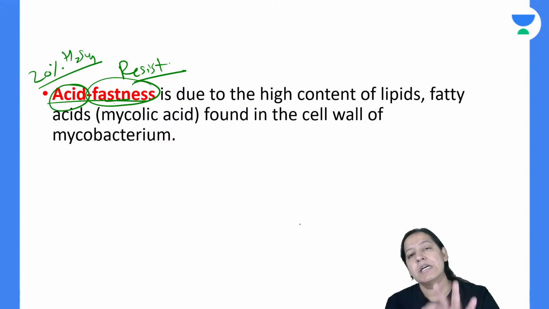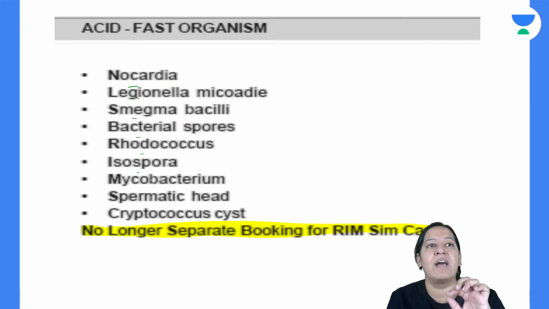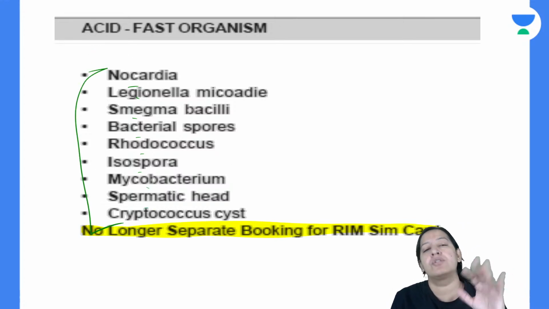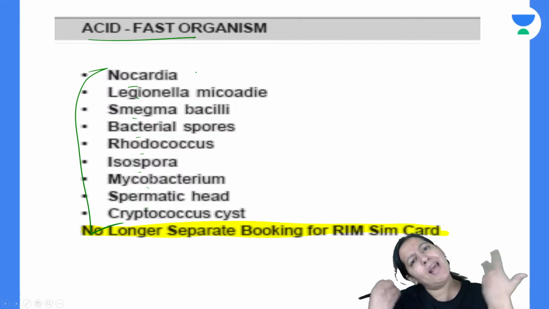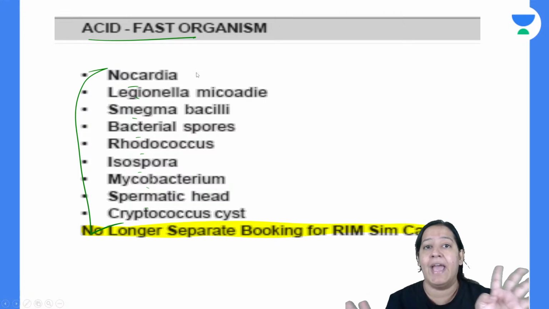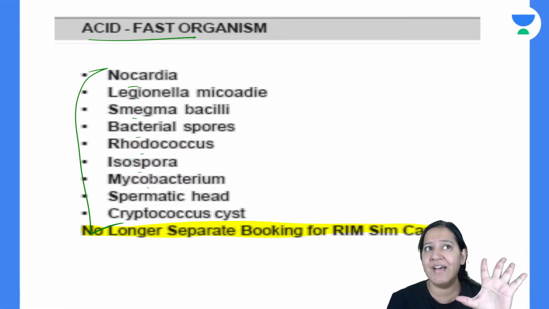Fastness is the resistance. So out of the 40 bacteria, only 9 of them have mycolic acid in their cell wall. That's why these are acid fast. Remaining all are non-acid fast. So you do not need to learn the list of non-acid fast. You have to learn the list of acid fast. Have you got it? What is the list of acid fast?